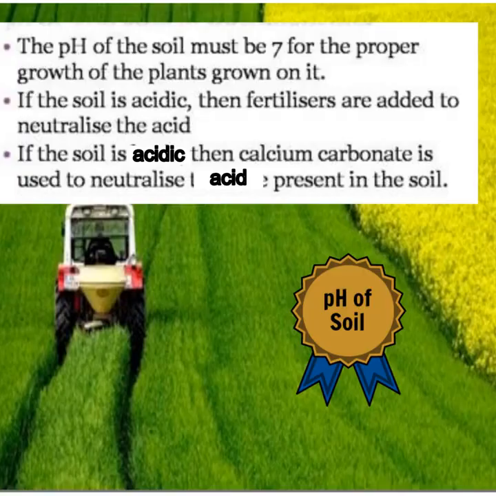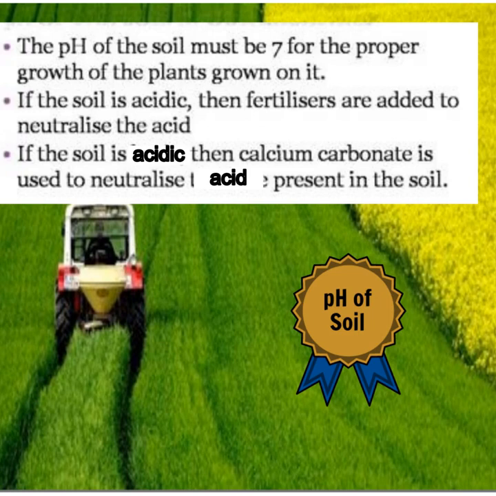The pH of soil must be 7 for the proper growth of the plants grown on it. If the soil is acidic, then fertilizers are added to neutralize the acid. If the soil is acidic, then calcium carbonate is used to neutralize the acid present in the soil.